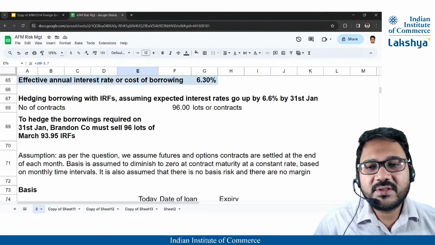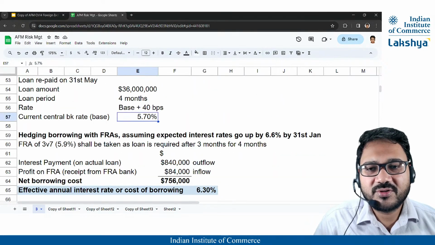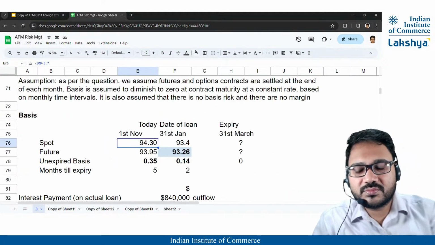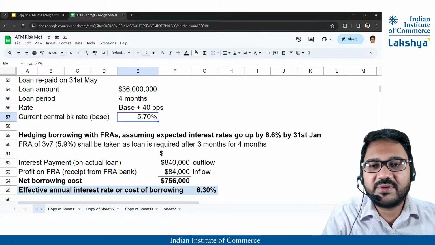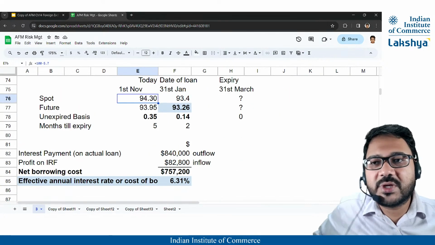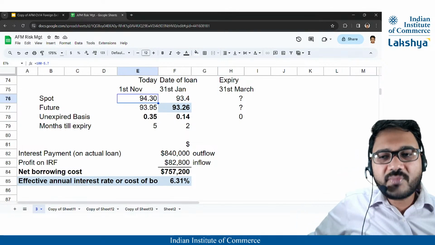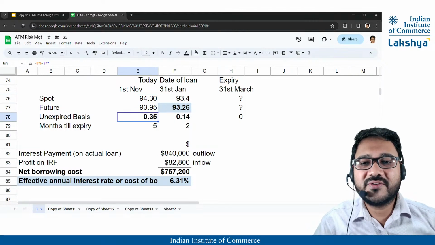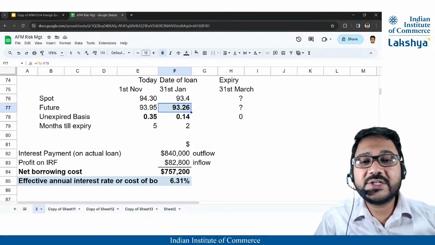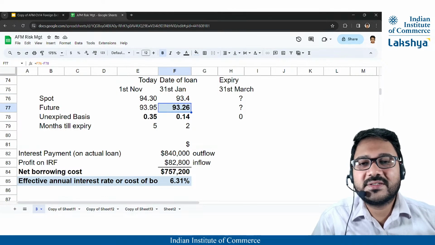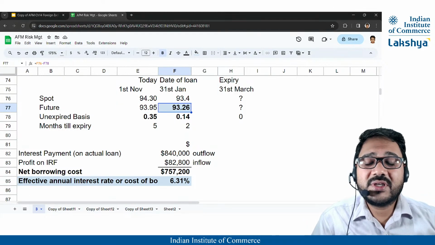For the spot, we have the spot rate, that is 5.7%. 100 minus the spot rate will give you the spot price; this is 100 minus 5.7, which becomes your spot rate. Therefore, the unexpired basis, which is the difference between spot and futures, is 0.35. Months left till expiry is 5 months. You can clearly see that the futures is trading at a discount to the spot, which means that going ahead also, futures shall continue to trade at a discount, or rather we could assume that since it is trading at a discount today, it will trade at a discount even going ahead.